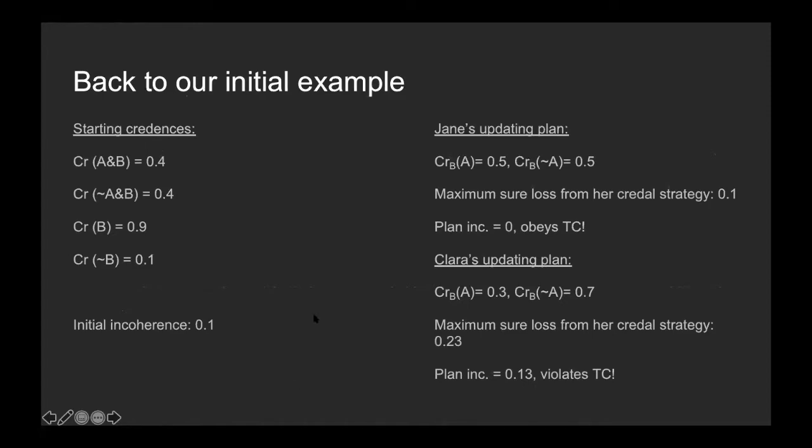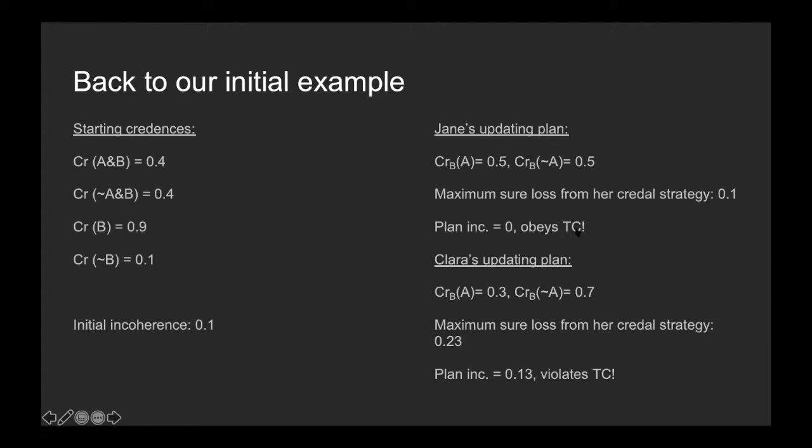Okay, so we're going back now to our initial example. We had Jane and Clara who shared the same starting credences. If we use our measures, we find that the initial incoherence in their credences is 0.1. Now what we want to know is, what's their plan incoherence? For Jane, with her updating plans, it turns out that if we add her updating plans in together with her starting credences, it doesn't actually make her incoherence worse, which means her plan incoherence is 0.